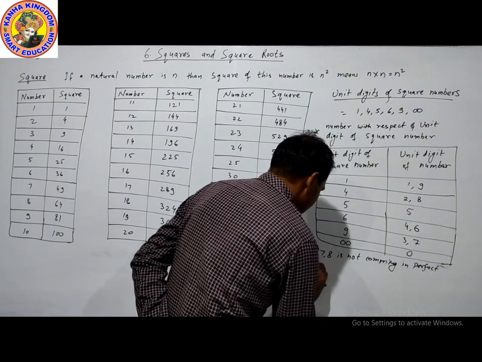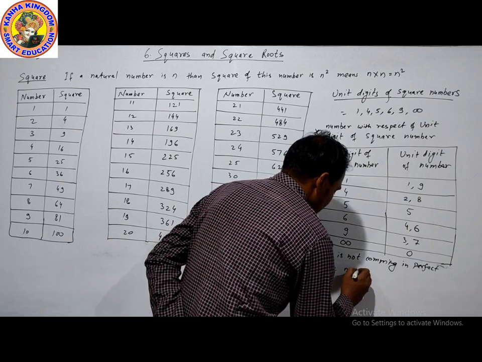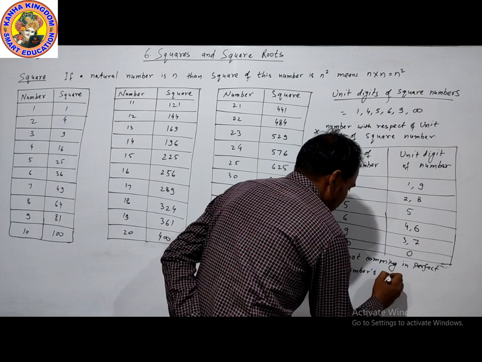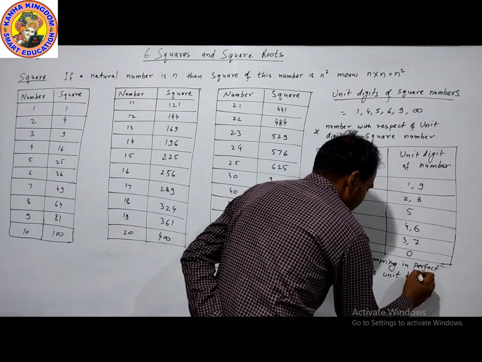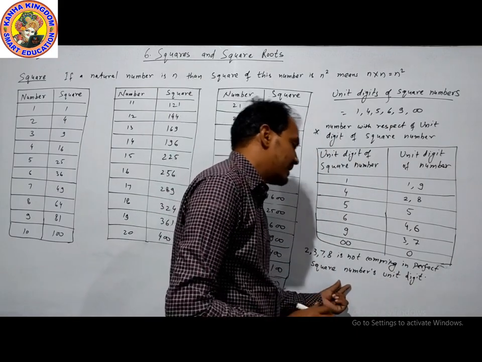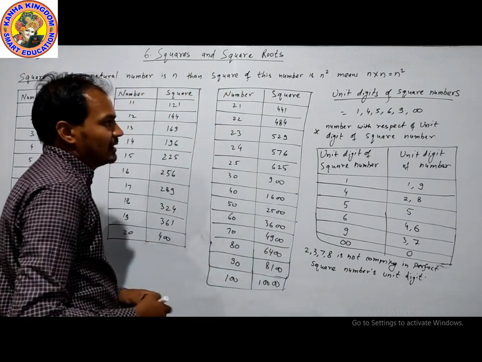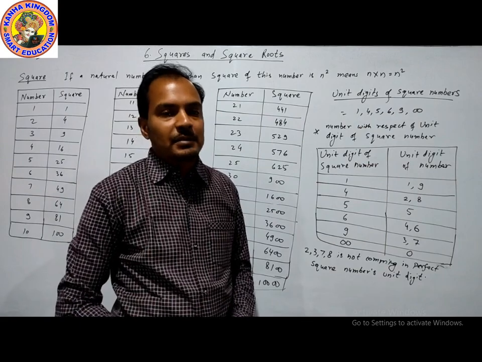In the unit digit of any perfect square number, 2, 3, 7, 8 do not come. Only 0, 1, 4, 5, 6, 9 come.